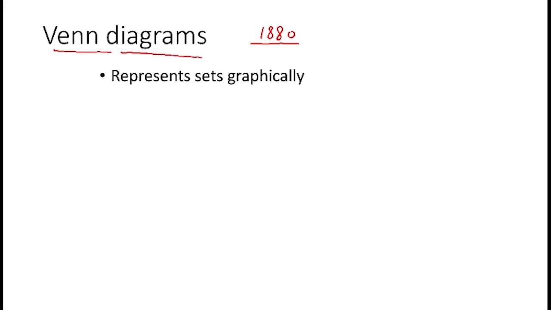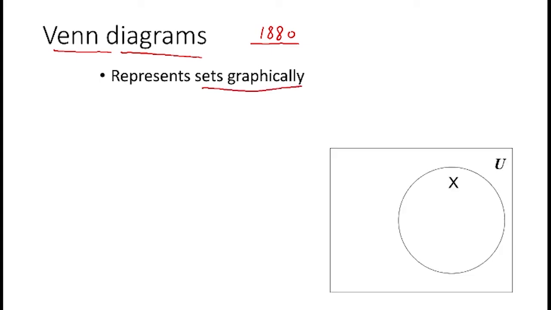Venn diagram is given by John Venn in 1880. This is one of the very good fundamentals. We have to understand mathematics with the help of graphs or pictures, right? So, the representation of set theory has to be graphical.